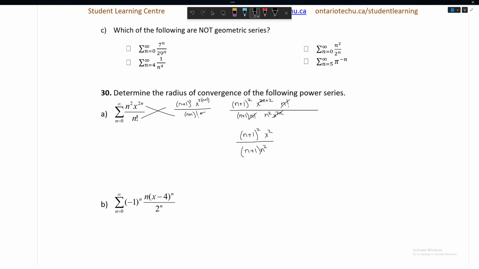Now, what can I do here? I can take my x out, right? I can take my x outside. And so, did I put this in wrong?